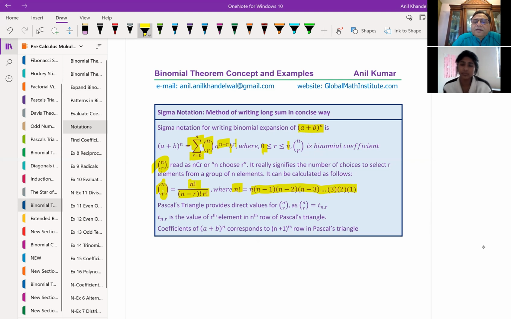Relating with Pascal's triangle, nCr is directly equal to T(n,r), where T(n,r) is the value of the rth element in the nth row of Pascal's triangle, correct? Similarly, the coefficients of (a + b) to the power of n correspond to the (n plus 1)th row in Pascal's triangle, because the first row in Pascal's triangle is the 0th row, right? So that is the link of whatever we learned so far.